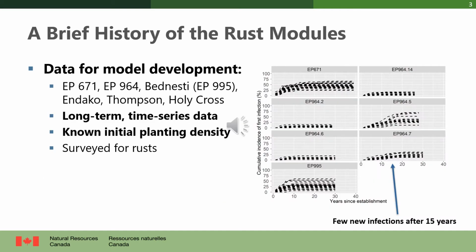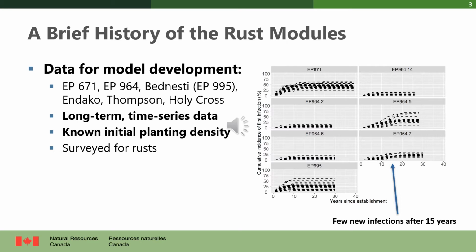The field data that was available to assist in the development of the modules was collected from various experimental projects known as EPs. EP671, for example, was used extensively, and you see some of the other ones that are presented here. This data was key to the development of the modules. This is because each data source represented long-term time series data in which the initial planting density was known.